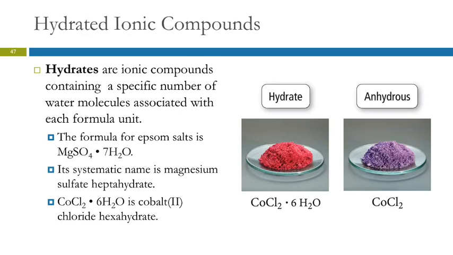Hydrates are going to have some different properties than the anhydrous salt. So anhydrous means without water. So here's cobalt 2 chloride. This anhydrous, it doesn't have any water associated with it. When it crystallizes with water, 6 water molecules for every formula unit, we have the hydrate, and it's got a completely different color. Any questions?